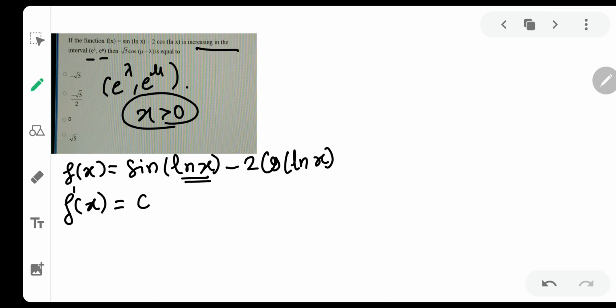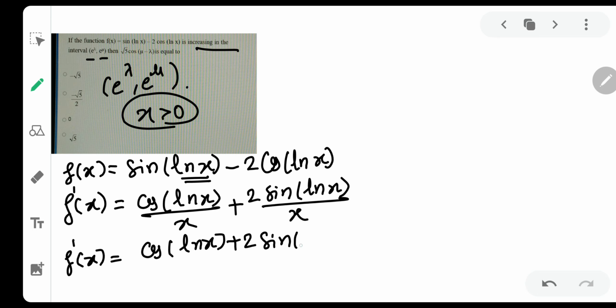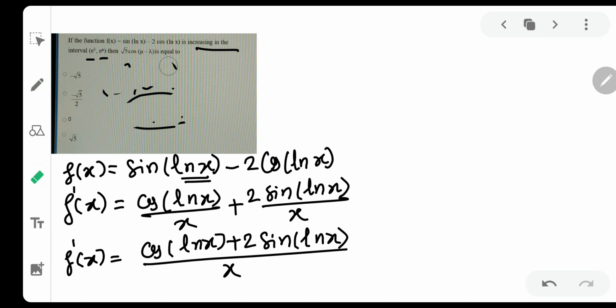So the derivative will be cos(ln x)/x plus 2 sin(ln x)/x. As you can see, f'(x) simplifies to this particular form, (cos(ln x) + 2 sin(ln x))/x. Now as you can see, for a function to be increasing, your f'(x) value should be greater than 0. It means f'(x) should be greater than 0.